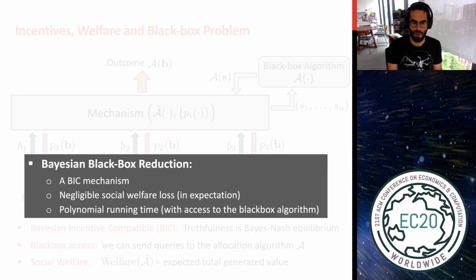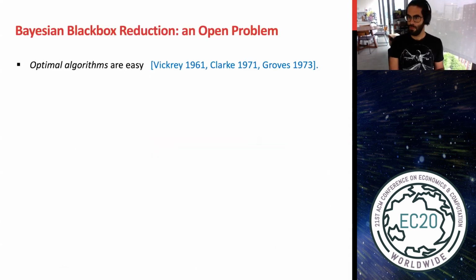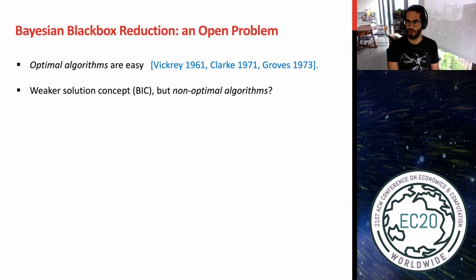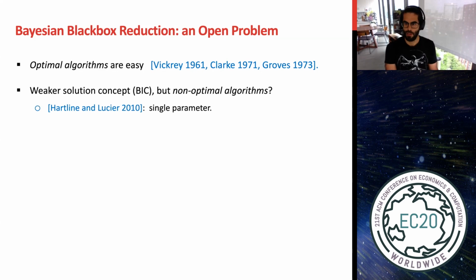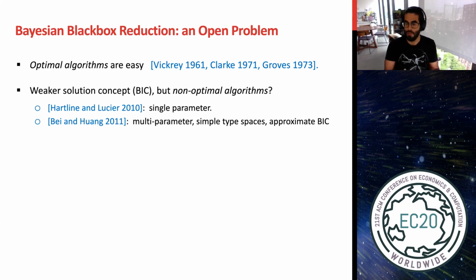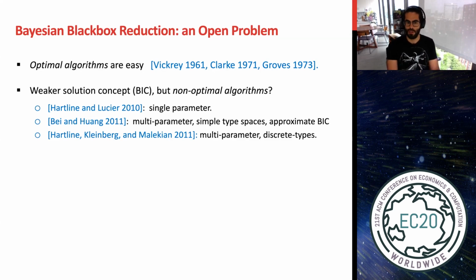Okay, so this object is called Bayesian black box reduction. And what do we know about this problem? So optimal algorithms are easy. This is basically the Vickrey-Clarke-Groves classic mechanism. Now we talked about some established lower bounds for the DSIC black box reduction. About the BIC, I think everything started with this work of Hartline and Lucier, which appears in AER. And then, this solves the problem for the single parameter setting. When we think about the multi-parameter, there are two works, Bei and Huang and Hartline, Kleinberg, Malekian.